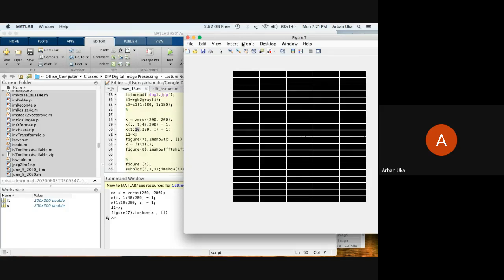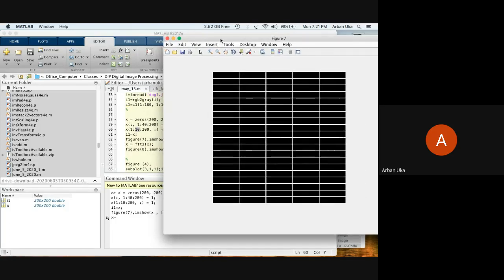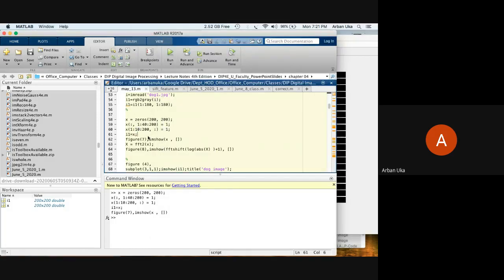Now we see that there is a periodic noise, but there is a specific periodicity along the x-axis, and there is a specific different periodicity along the y-axis. Now the difference in the period is a factor of 4, because here we see that we have a line of ones after every 40 pixels, and here we have a line of ones after every 10 pixels.